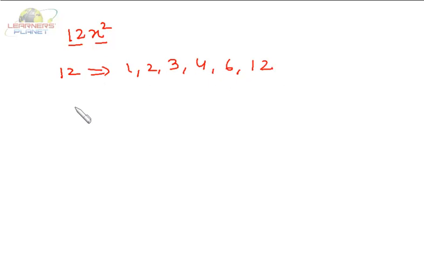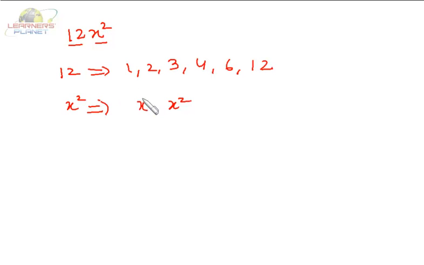Suppose I have an algebraic expression 12x square. Now it is a combination of a number and a variable. So we can break this number into its factors. So what are the factors of 12? It's 1, 2, 3, 4, 6 and 12. And what are the factors of x square? These are x and x square.